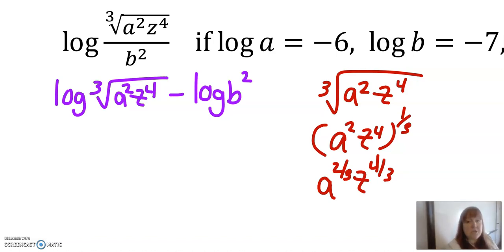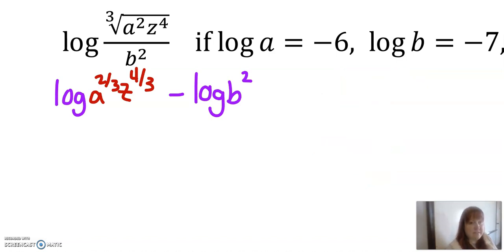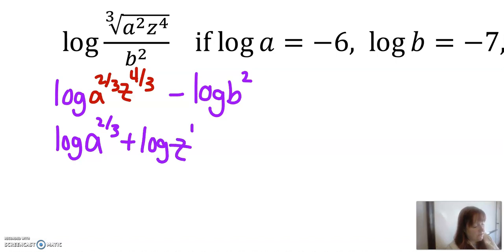So really, the cube root of a squared z to the fourth, everywhere I see that, I can just switch it out. So I'm going to switch this out with a to the 2/3, z to the 4/3. Okay, now I have a product of two different things, so I can just split that apart. So we're going to have log of a to the 2/3 plus log of z to the 4/3 minus log of b squared.